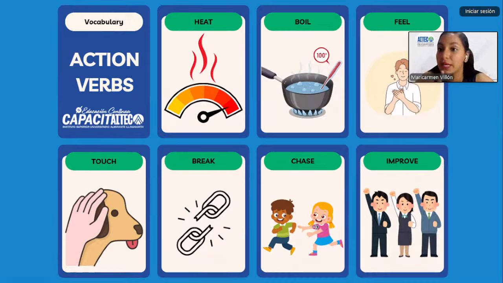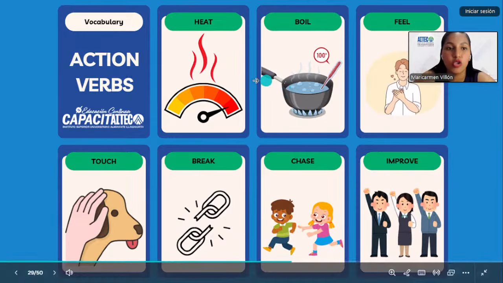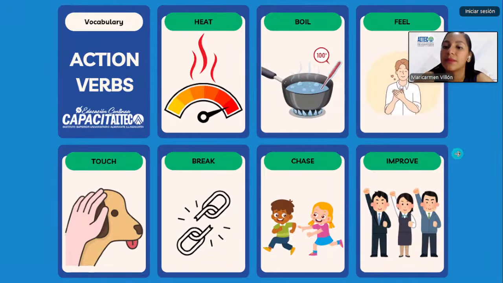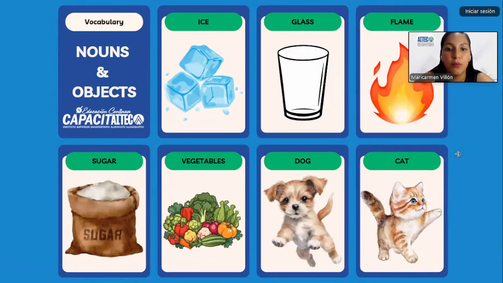And then we have improve. Look at this one. Practice the pronunciation. Improve means mejorar. So we could use these ones. Vamos a estarlas utilizando para producir un poquito más dentro de un poquito. Okay, let's continue with more vocabulary words. We got nouns and objects. Look at this one.